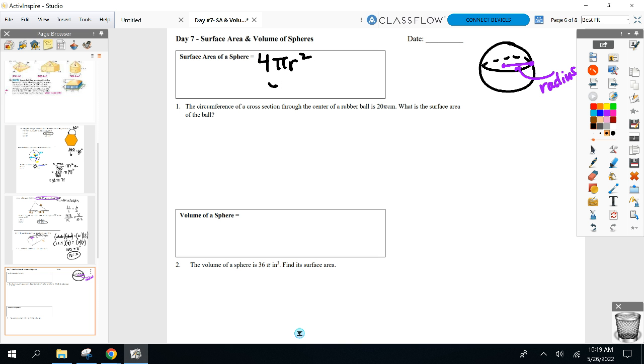So again, what's the only measurement you need to figure it out? 4 is done, pi is done. I need to know the radius of the sphere, and I get the surface area. All right, let's try it out. Not a basic problem at all. I'll give you the circumference. What's the surface area?